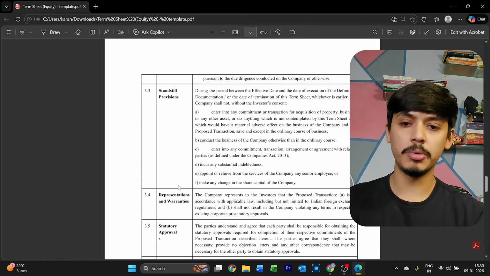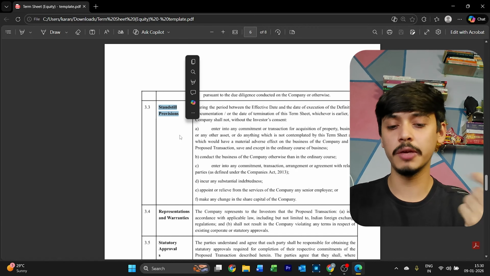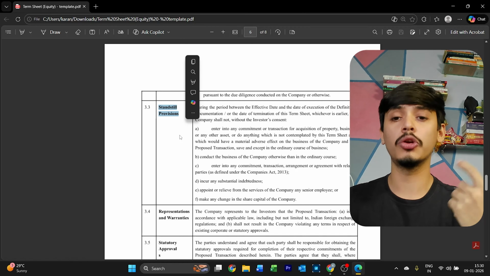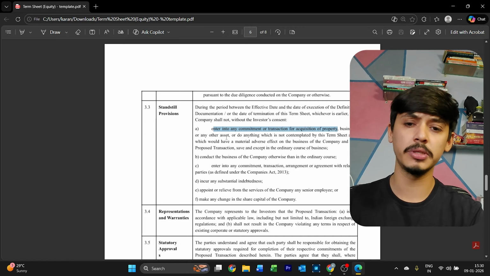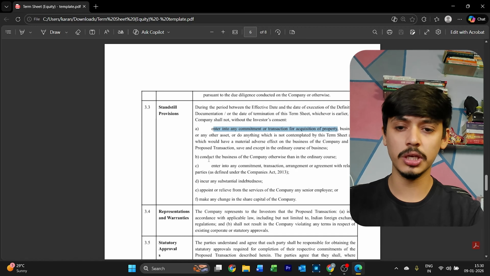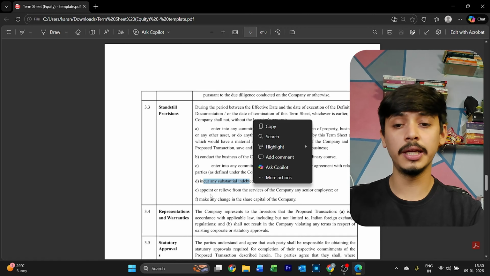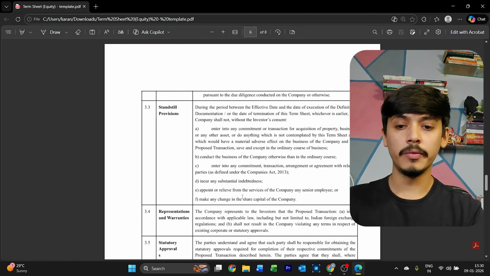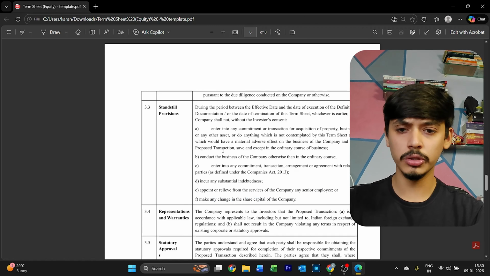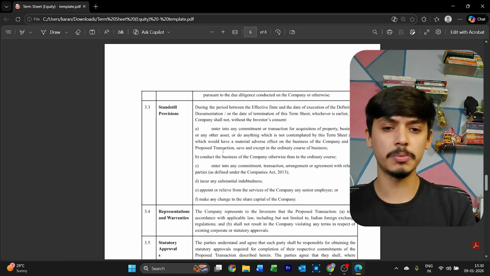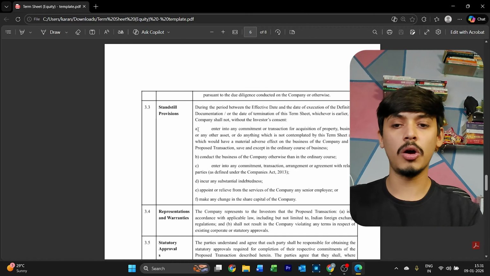After that, the standstill provision mentions that from the date that this term sheet was given to the client, the company shall not get involved in all of these points. So not enter into a transaction for acquisition of property or business that is material in nature, like big ticket size, conduct the business in the ordinary course, incur any substantial indebtedness, so not taking any major debt, then appoint or relieve any senior employee, or make changes to the share capital of the company. So the timeline that is defined, it could be 6 months, 3 months, 6 weeks, 3 weeks, whatever is defined in that period, all of this has to be maintained.